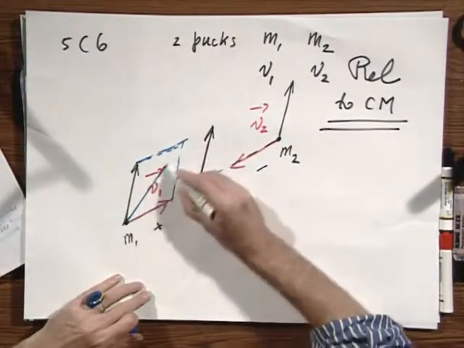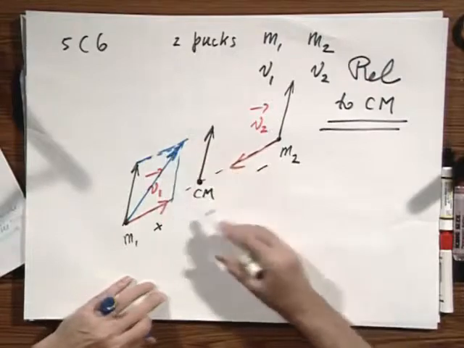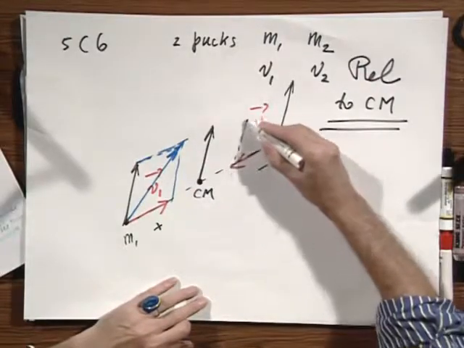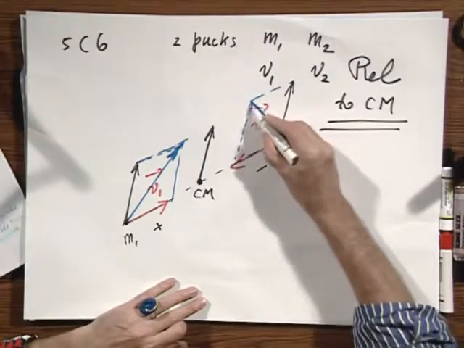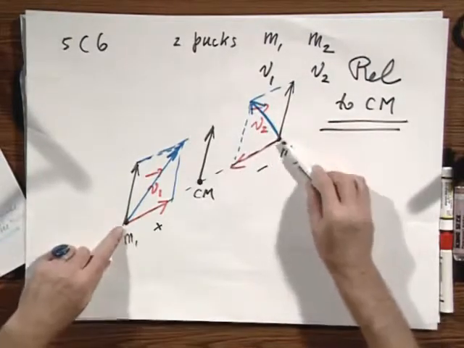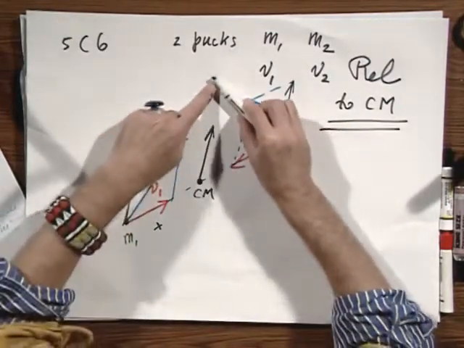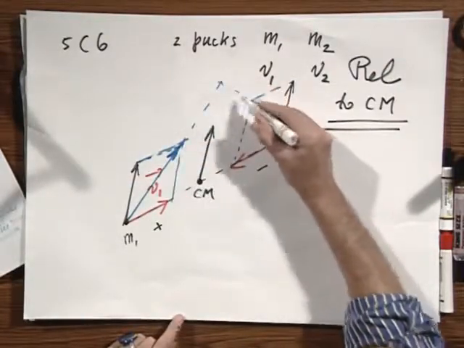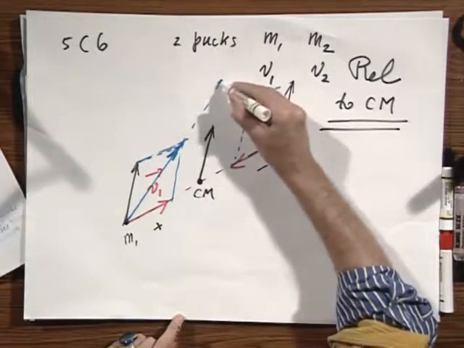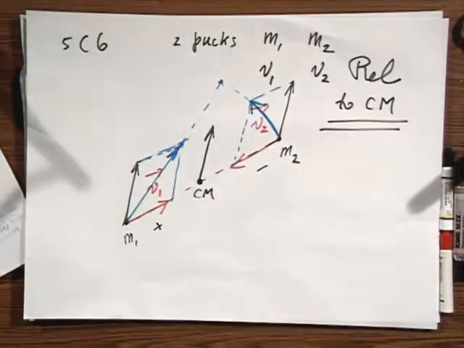So I see this particle flying in this direction relative to my laboratory. And I would see this particle flying in this direction relative to my laboratory, and they will collide right here. That's all I will see. They will collide here. And by that time, the center of mass has exactly reached that point.